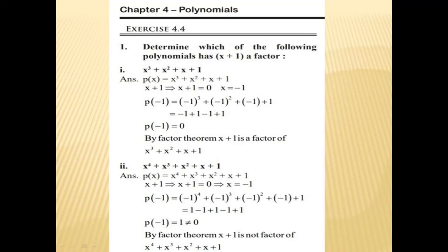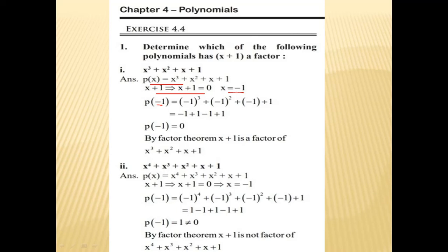First we take x plus 1 is equal to 0. X is equal to minus 1. We substitute the value of x is equal to minus 1 in the polynomial P of x. We get P of minus 1. The value of x is minus 1.